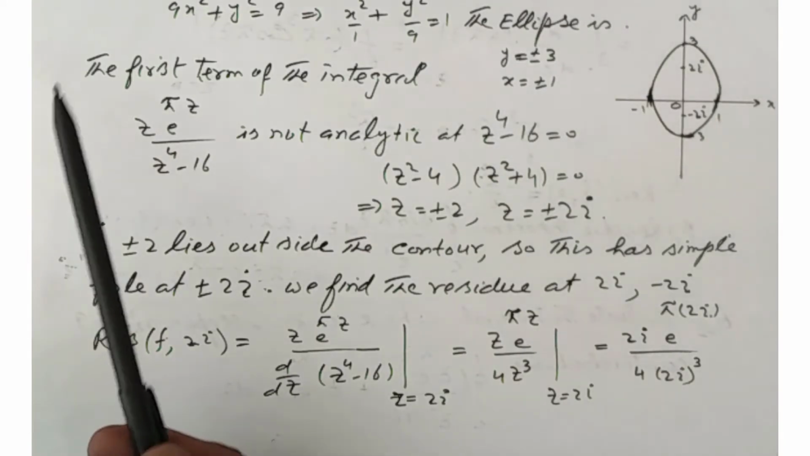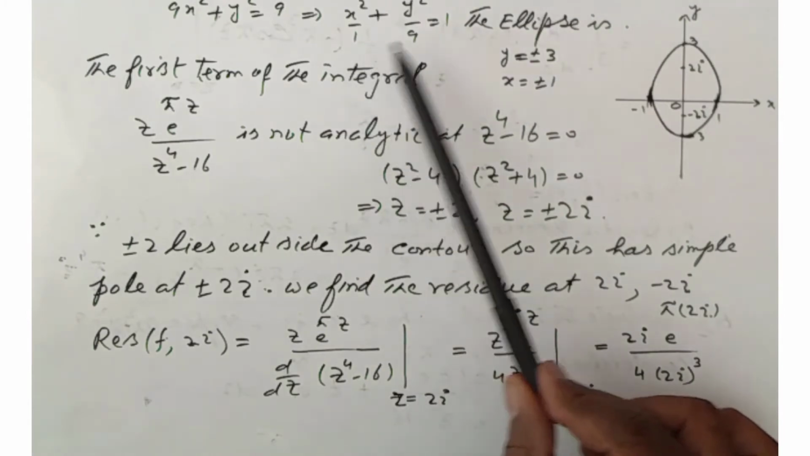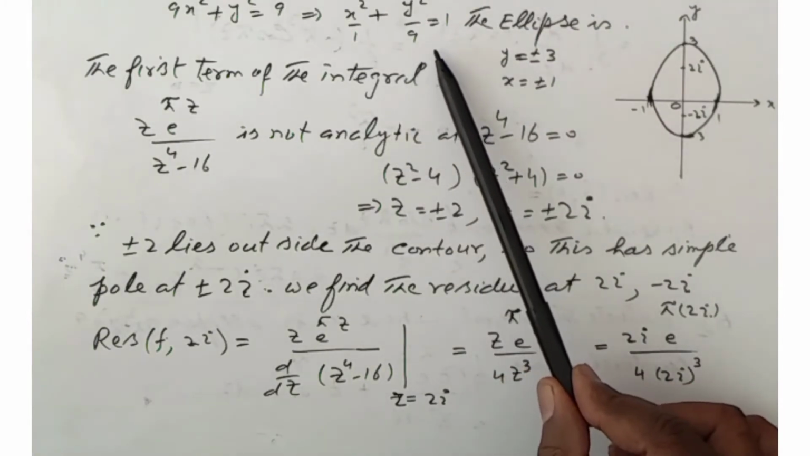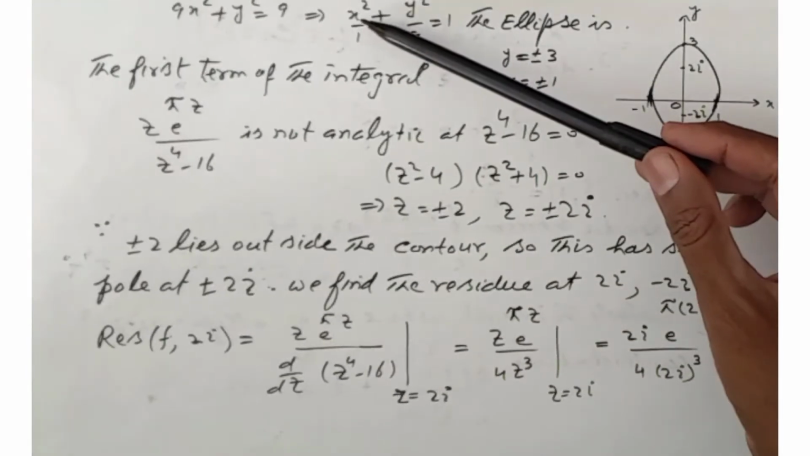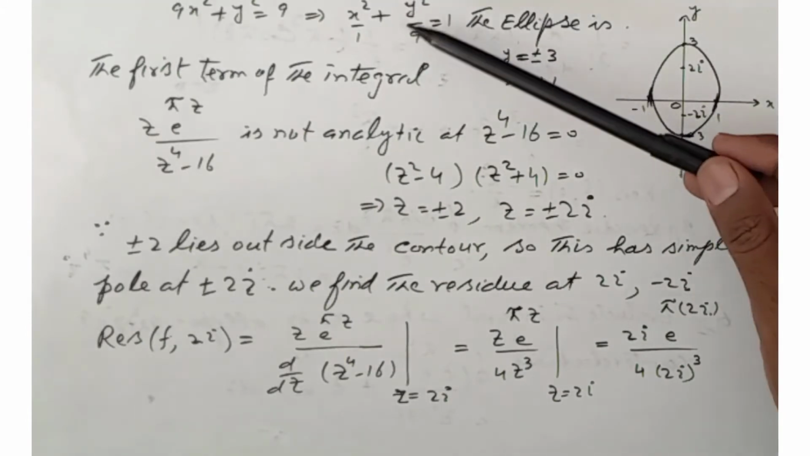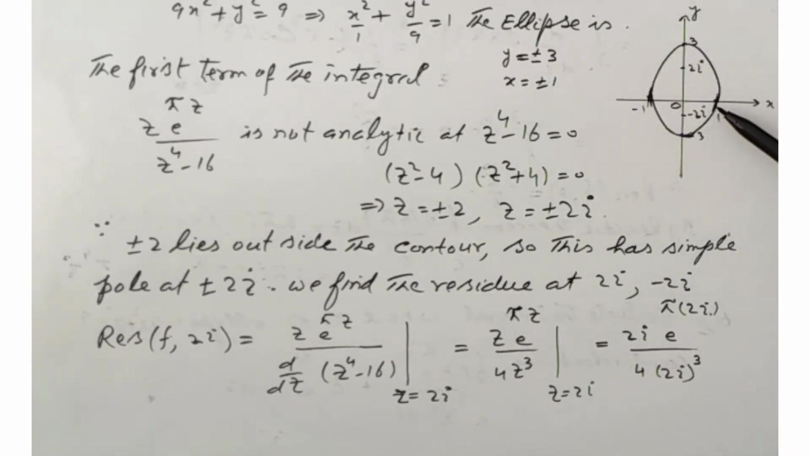Now you see that this is the equation of the ellipse. After dividing by 9, this becomes x square by 1 plus y square by 9 equal to 1. This is the ellipse. So here y equals plus minus 3 and x equals plus minus 1. When we put x equal to 0, we get the value of y, and when we put y equal to 0, we get the value of x. So here y equals 3 and minus 3, and x equals 1 and minus 1. So this is the ellipse. This is our contour.